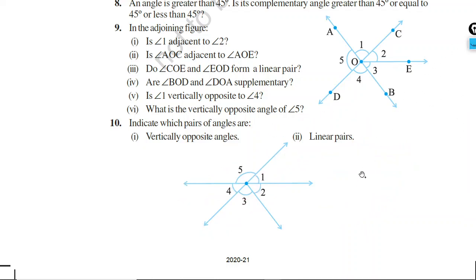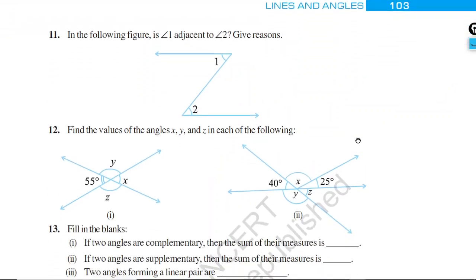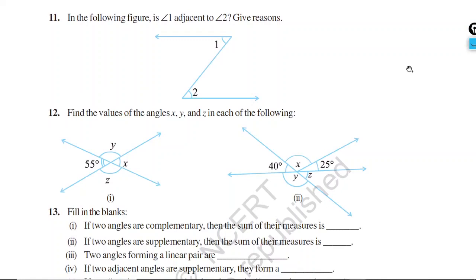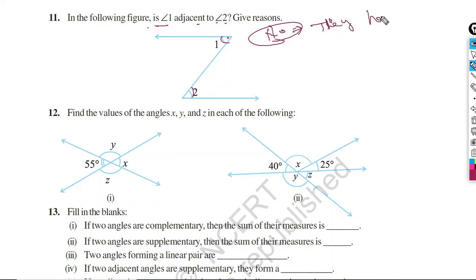Now 10, 11, 12, 13, 14. Okay. We'll complete it today. In the following figure, is angle 1 adjacent to angle 2? Look at it. No, they can't be. You first write no. Why? Because they have no common vertex.